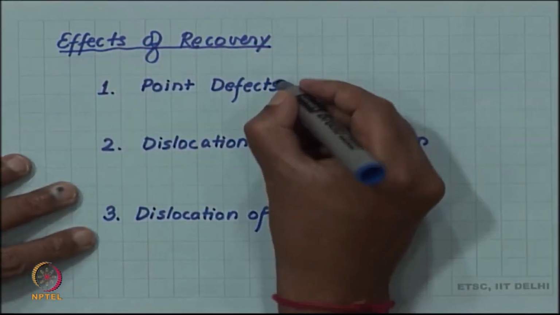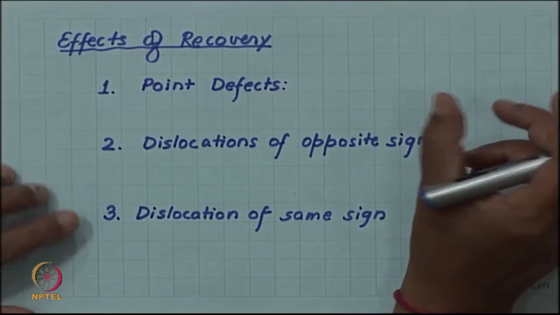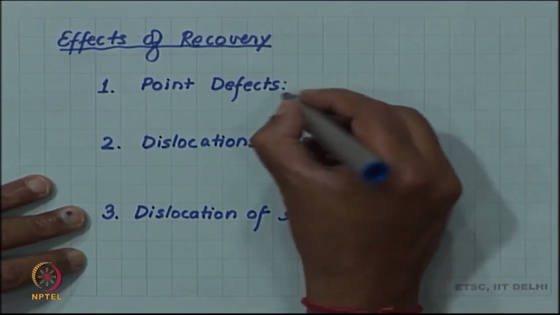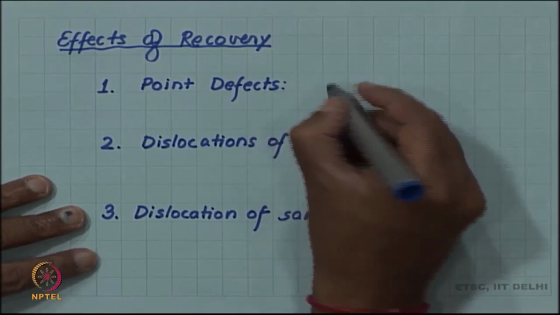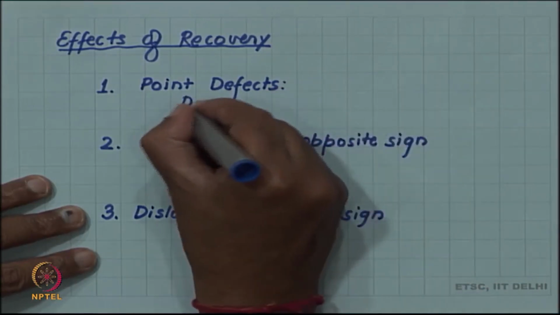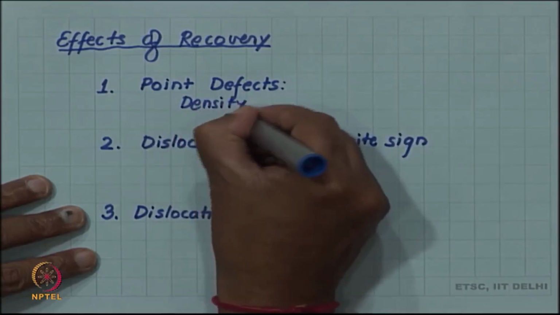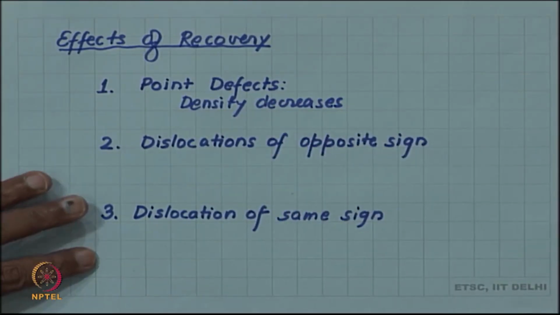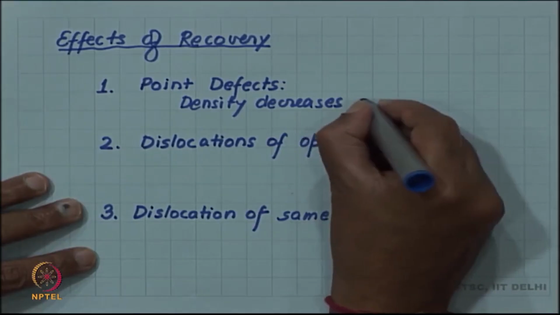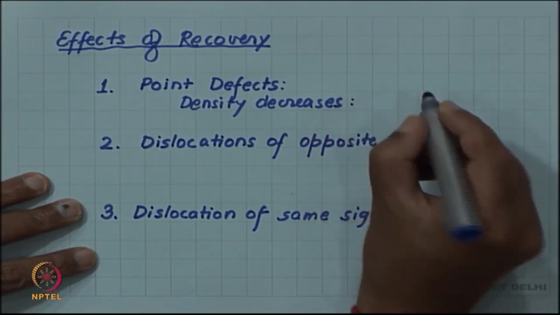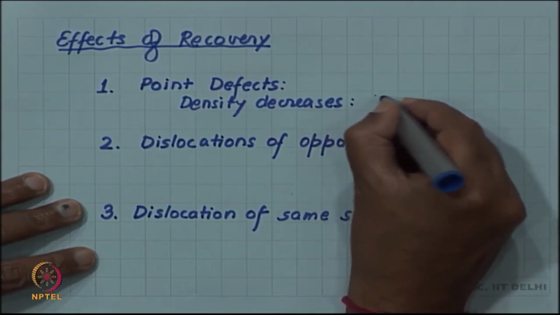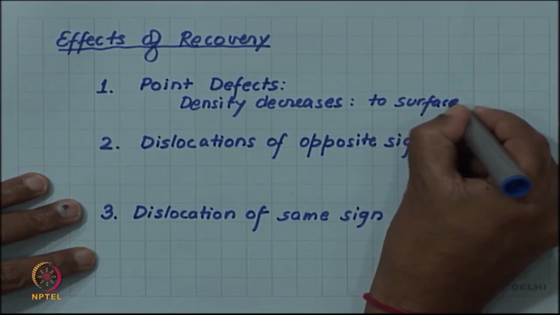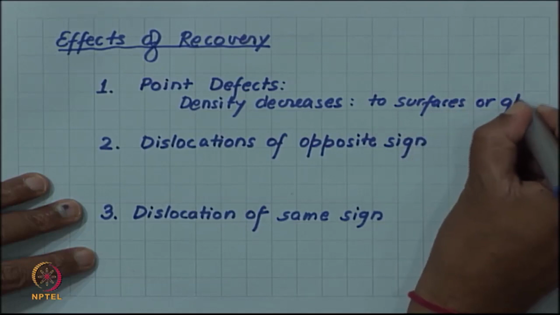During recovery, the point defects, remember during deformation there was an increase in the point defect density. So, during recovery point defects again annihilate and the density decreases. So, point defect density decreases and the point defects are annihilated to surfaces or grain boundary.